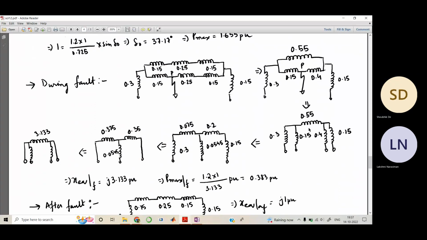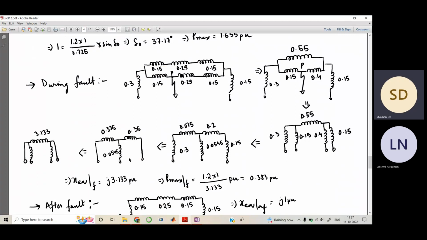You can clearly see that this is a delta network. Now what we try to do is convert it into star: a delta to star transformation for this and this. Now we convert this into star, so this becomes my equivalent network. Now clearly you can see this becomes in series and this becomes in series.